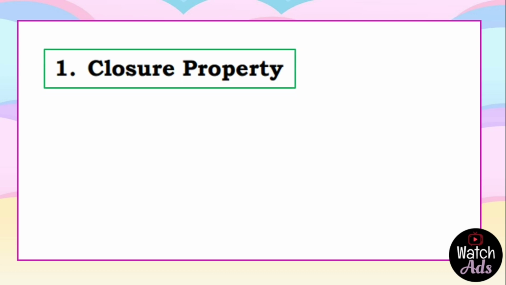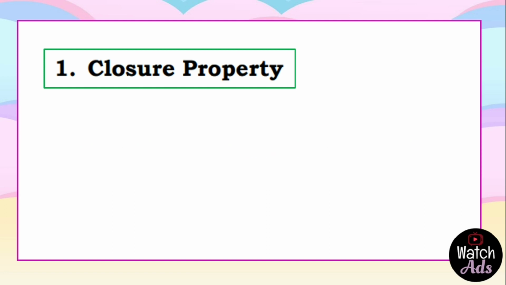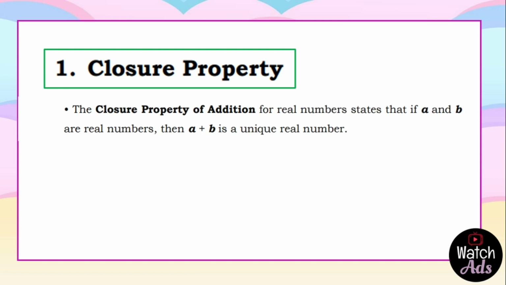The first property is the closure property. Two integers that are added and multiplied remain as integers. The set of integers is closed under addition and multiplication. The closure property of addition for real numbers states that if A and B are real numbers, then A plus B is a unique real number.